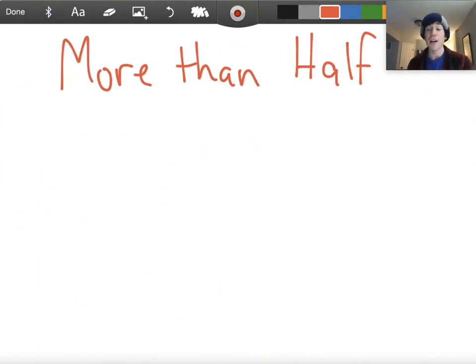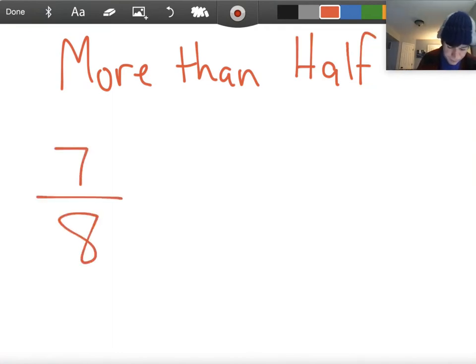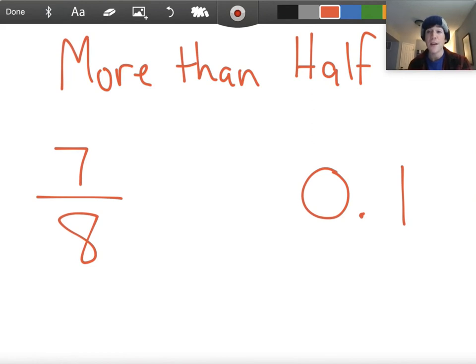And another strategy we can use is more than half, deciding is a fraction more than half or is a fraction less than half, and we can do the same for a decimal. So we'll start with a fraction. If I were looking, let's do it in red, if I were looking at 7/8 and I were looking at 1/10, what I could do is say, are either of these more than half or are they less than half?